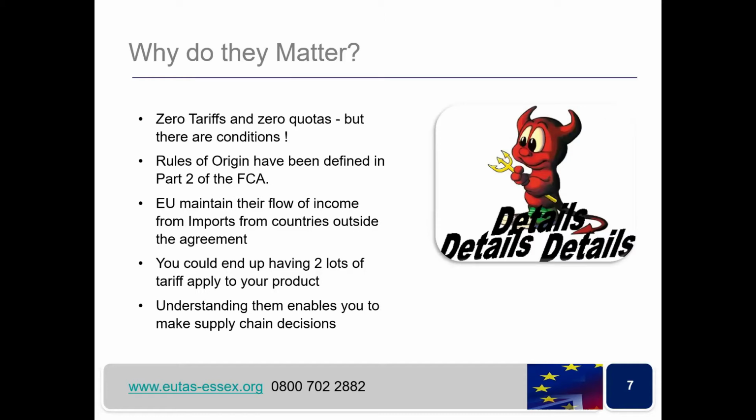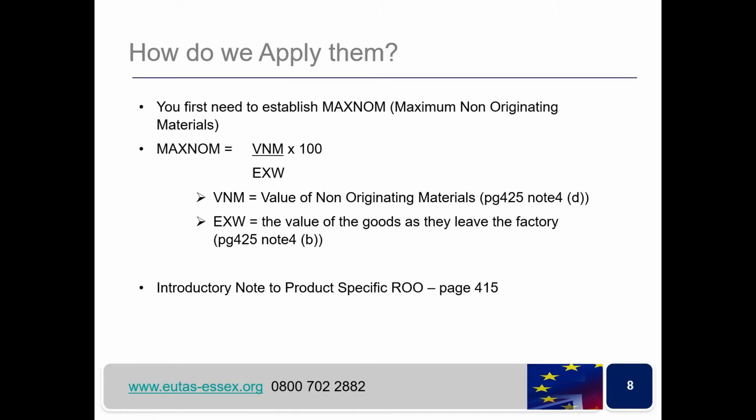And these are the rules of origin, and they have been defined in Part 2 of the FCA. They enable the EU to maintain their flow of income from imports from countries outside the agreement. And it means you could end up having two lots of tariff apply to your product. Understanding them enables you to make good supply chain decisions. So really, rules of origin talk about the amount of non-originating materials you can put into your products and still have the origin of the product as UK.